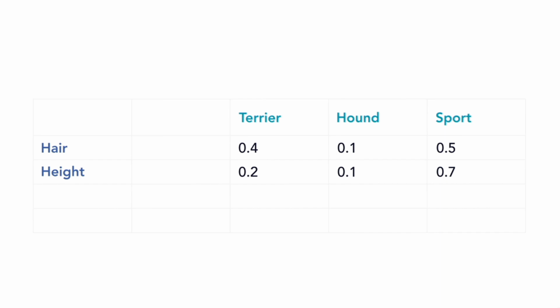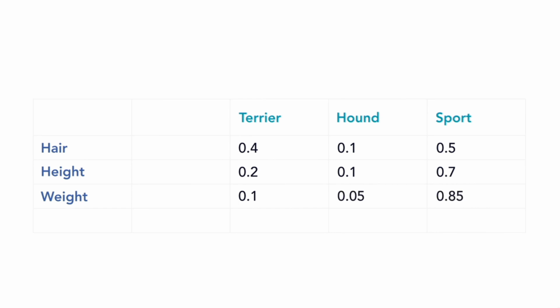The final thing you want to check is the unknown dog's weight. This might seem like a strange predictor because it's closely related to height. But remember, the naive Bayes is evaluating the probability of each predictor independently. It looks at the training data and finds there's a 10% chance it's a terrier, a 5% chance that it's a hound, and an 85% chance that it's a sport dog.